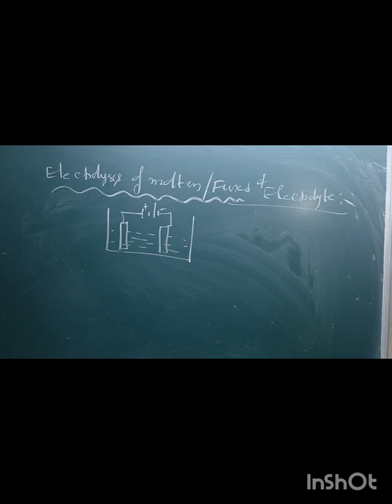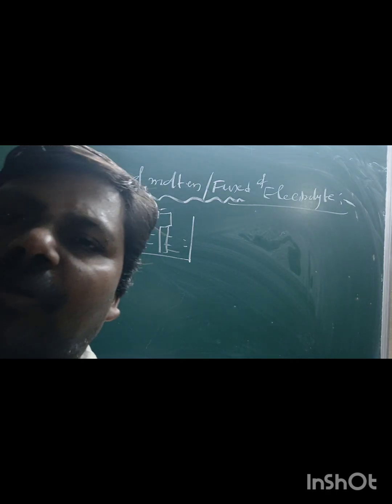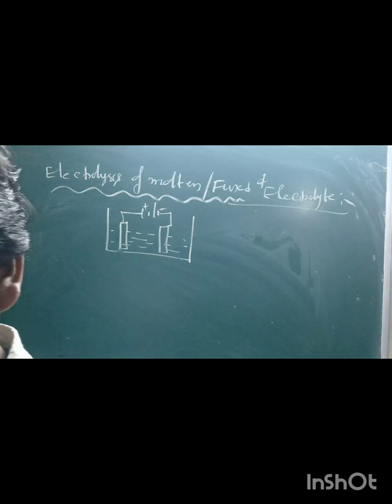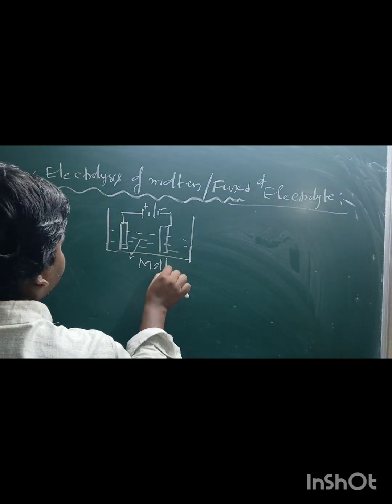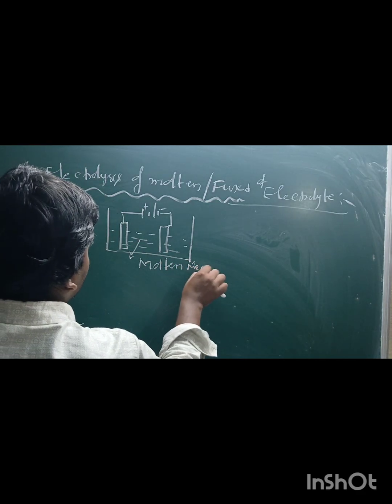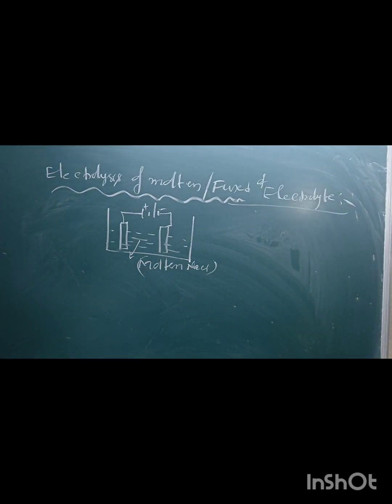Already you know, electrolysis means the process of chemical decomposition of a substance by passing of current. Here now I am taking molten NaCl. On heating, it can dissociate into ions. These ions are responsible for flow of electrons.